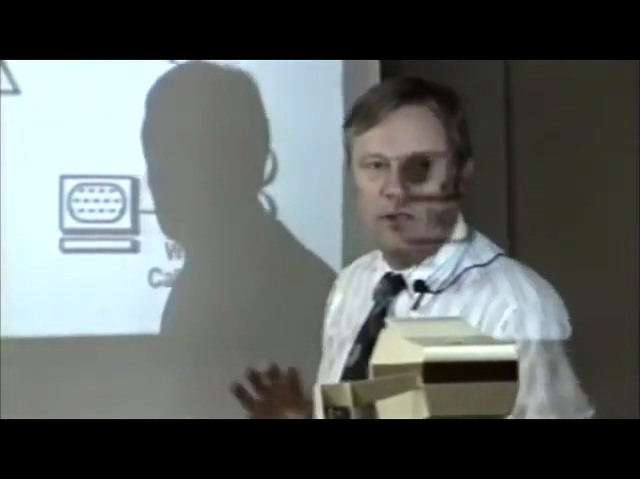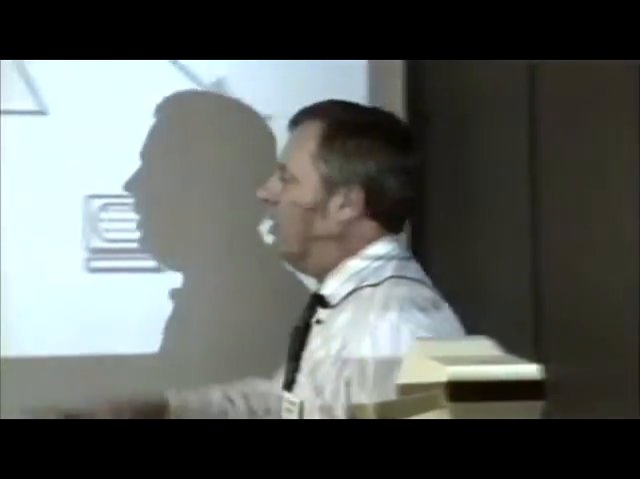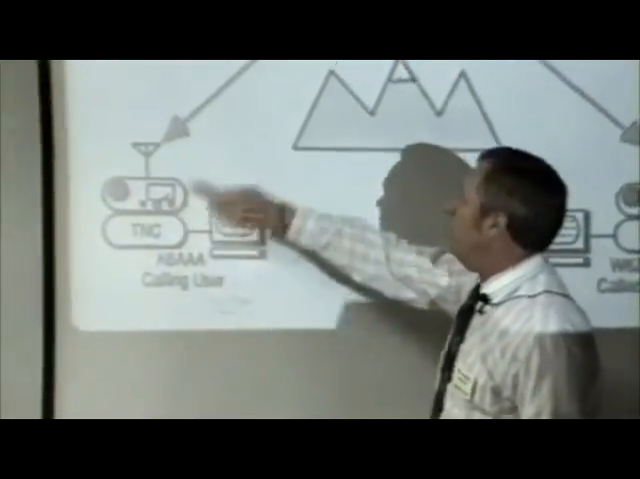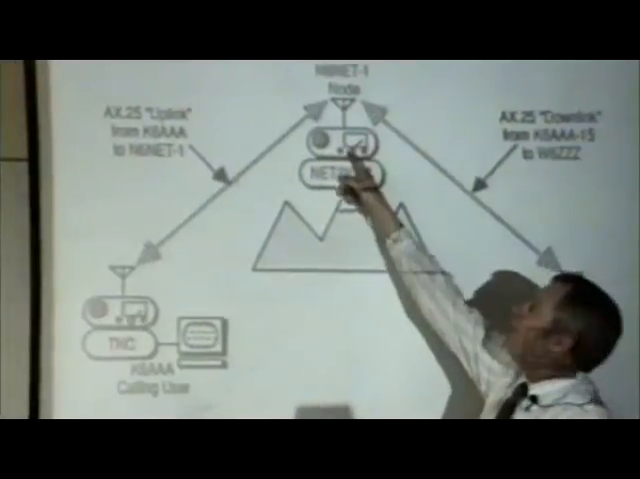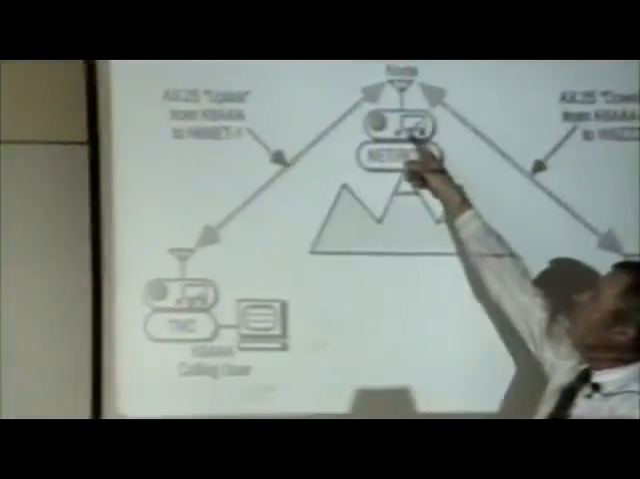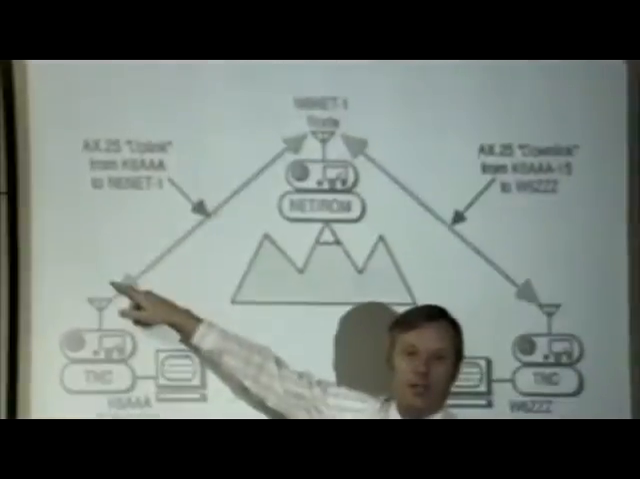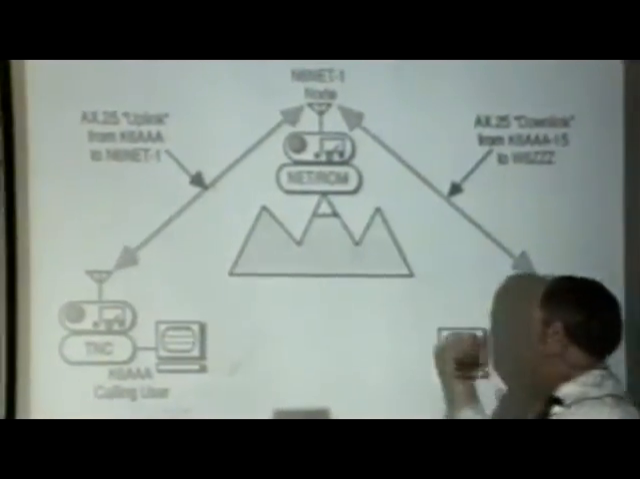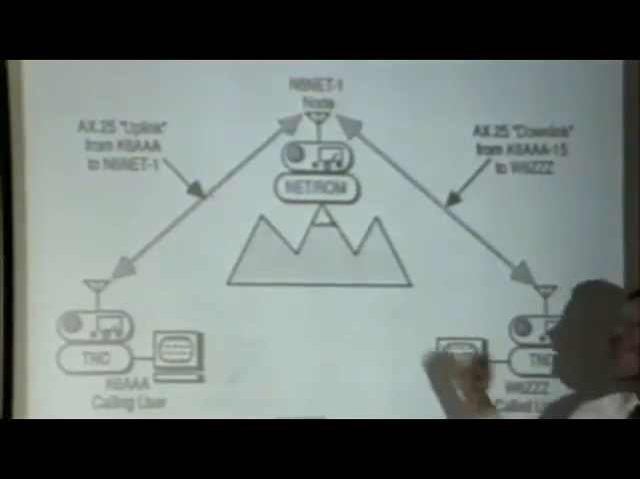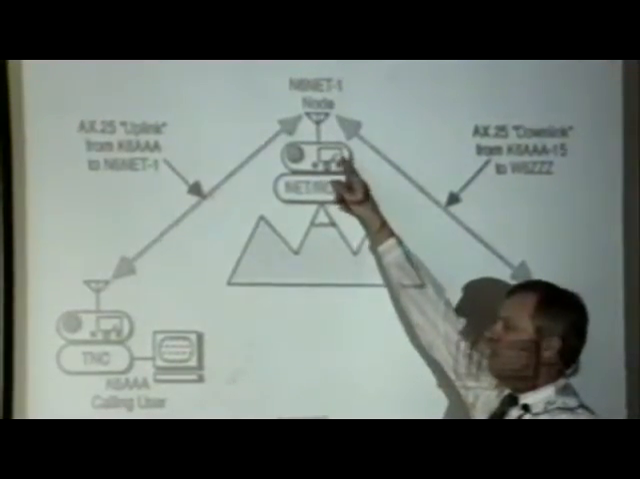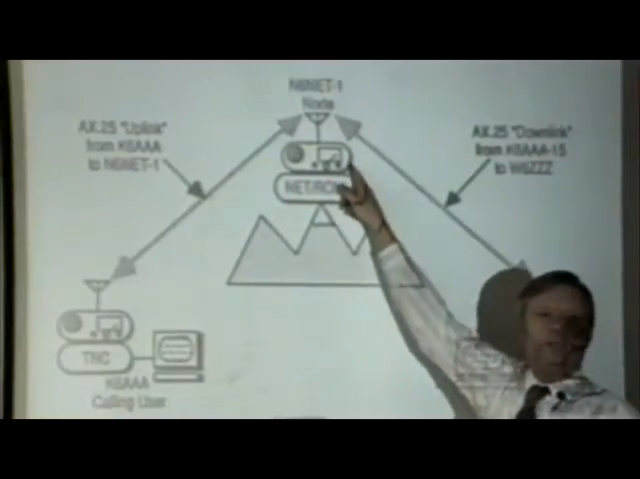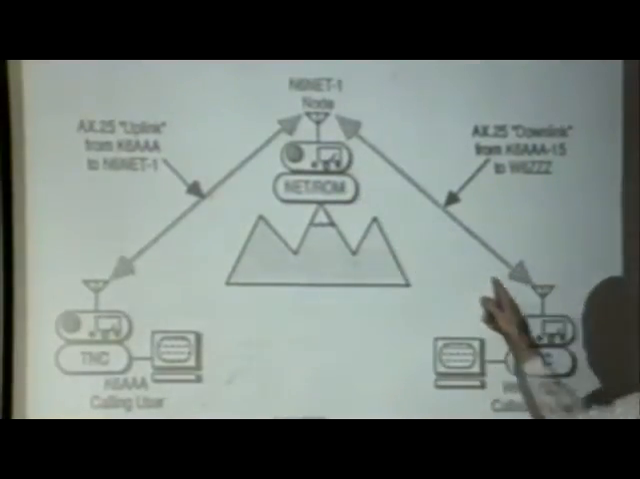Yeah, a general rule of thumb, and a lot of sysops change this, unfortunately. Let's say that we're sitting here with our monitor on, and we can see all these guys. We'll see K6AAA issue a connect request, SABM, to N6NET-1. We will see N6NET-1 send a UA back. We will see AAA say connect to W6ZZZ. We will see up here K6AAA-15 connect request.